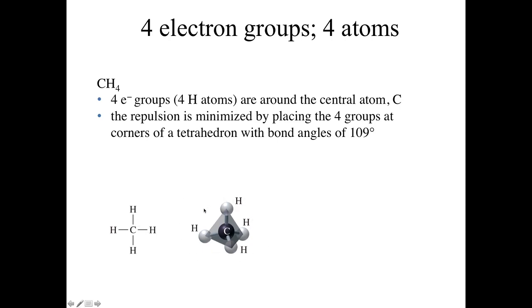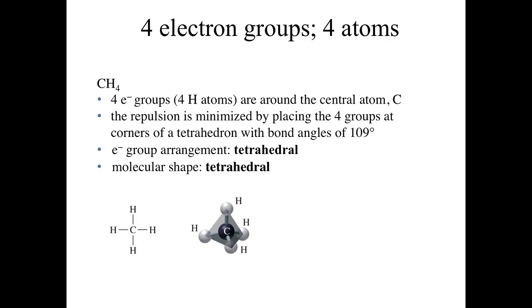Whereas this one maximizes it to 109 degrees if you have 4 groups that want to be as far away from each other as possible. So therefore, that electron group arrangement is called tetrahedral. And for methane, the shape of methane is still tetrahedral. So here's what tetrahedral shapes look like in 3 dimensions.